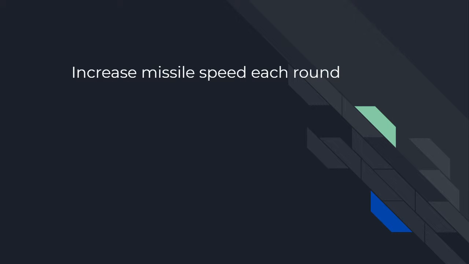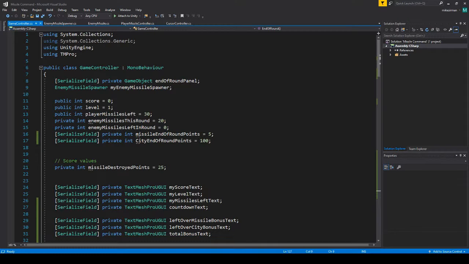Okay, in this video we're gonna make it so the missile speed increases each round. Also, there's a bug from the last few videos that we gotta fix here too. So let's go back into our code.